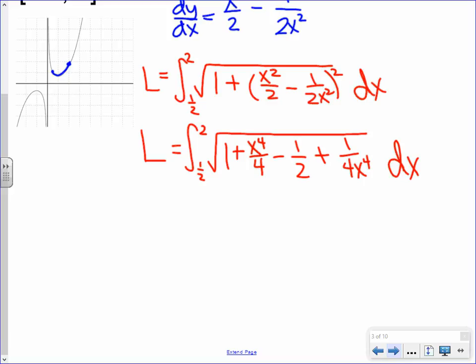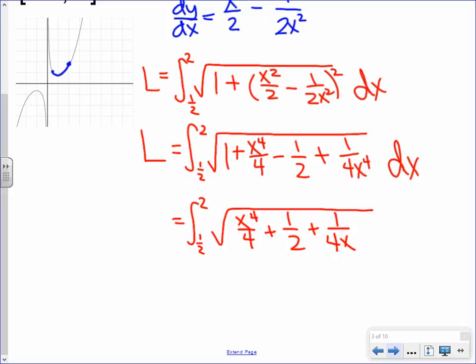Excellent. So now what we can do is combine our like terms. So we have, and I'm going to keep it in a certain order, so don't get thrown off here. X to the 4th over 4, 1 minus 1/2 is a positive 1/2, plus 1 over 4x to the 4th.